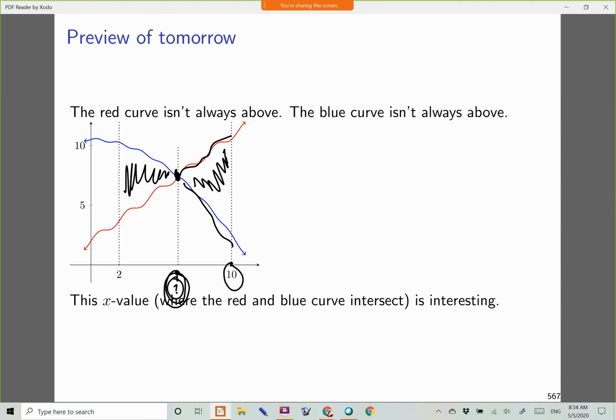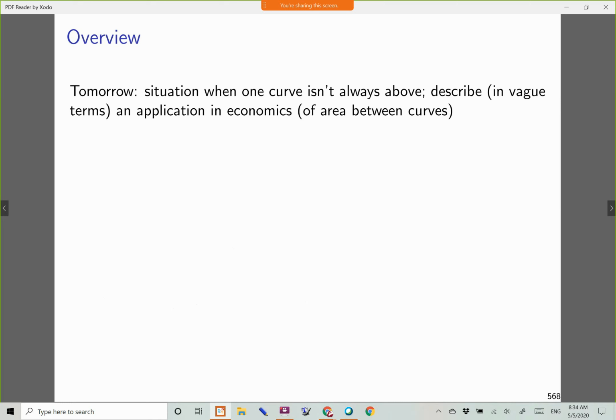It's just the graphing sometimes gets people a little bit. So tomorrow what we're really going to look at and focus on is a situation when one curve isn't always above. And then we're going to describe, at least in really vague terms, what's an application of this.